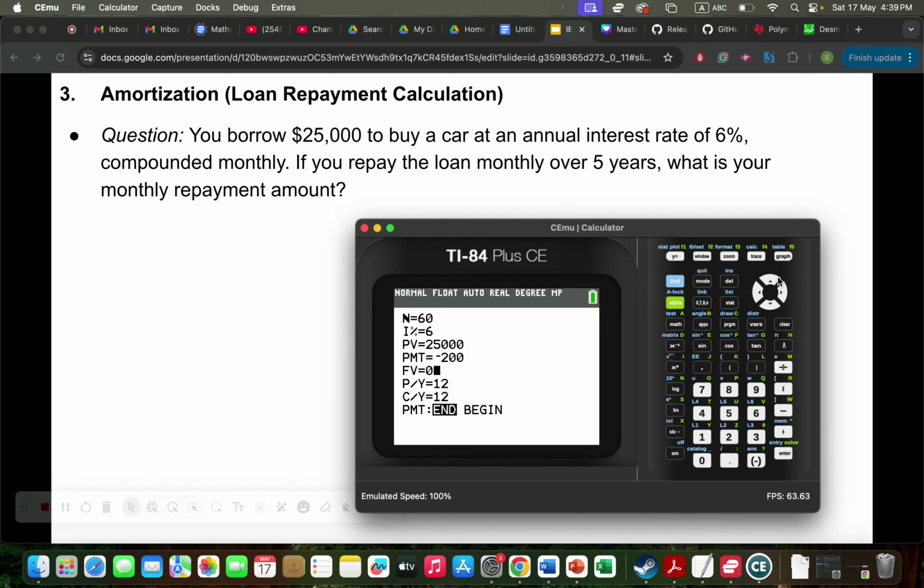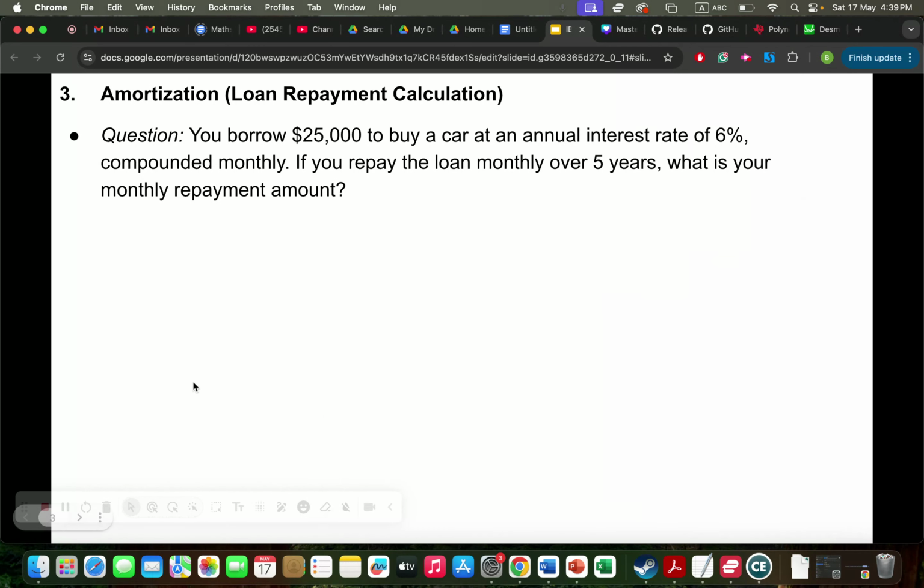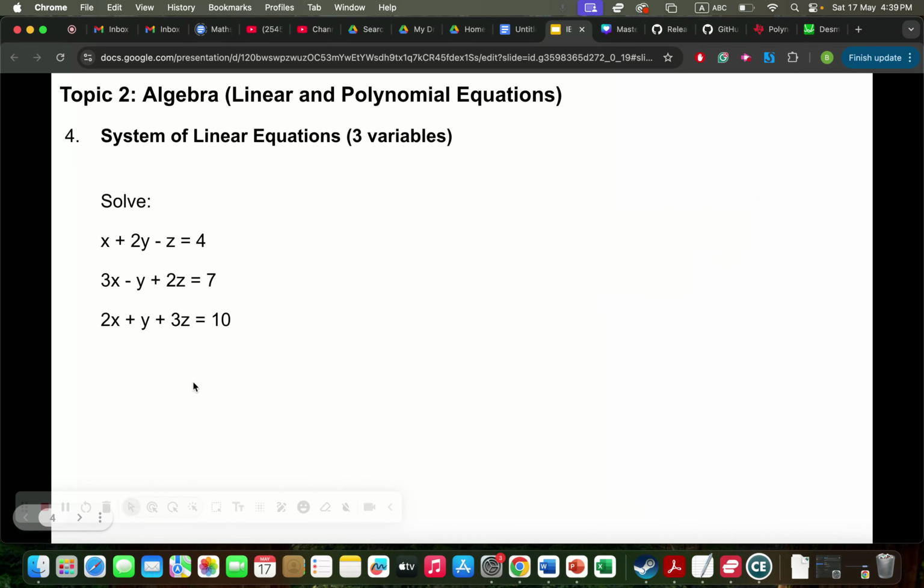So what I'll do is I'm going to go up to PMT. I'm going to press alpha. I'll press enter. There we go. Okay, and it should give you a negative answer, which is really nice, which is $483.32. So that would be the amount that you will be paying each month. Okay, so there we go. That's your amortization question. All right, then we're going to move on to some algebra work.